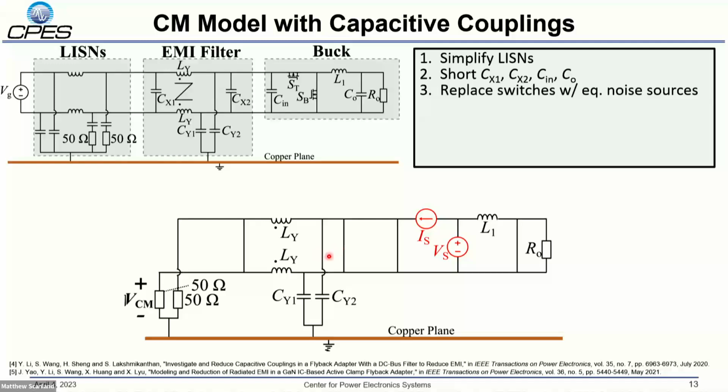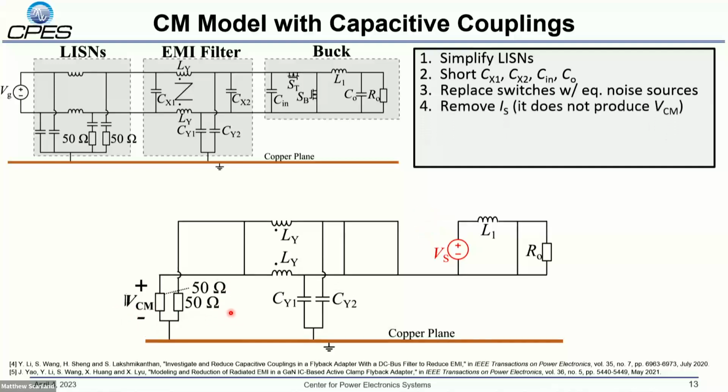Next, we'll replace the two switching devices in our buck converter, the top switch and bottom switch, with two equivalent noise sources, IS and VS. And these two sources represent the exact current and voltage waveforms in these two branches. When we apply superposition to these two sources, we find that the current source is shorted back to itself. So in this way, the current source cannot produce any common mode voltage at our LISN, which we'll call VCM. So for this reason, we can remove the current source from the model.